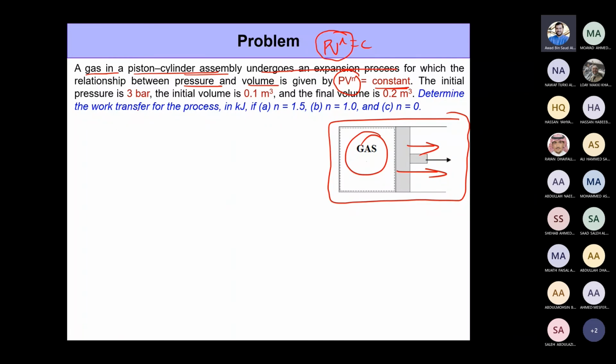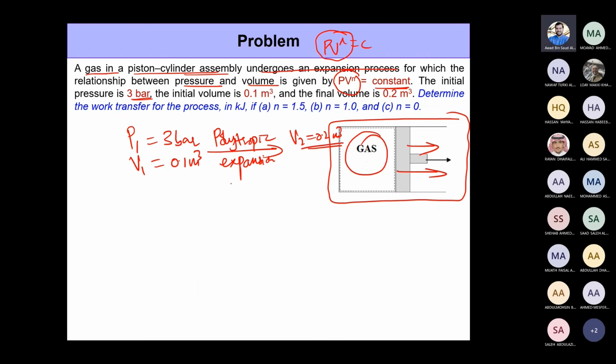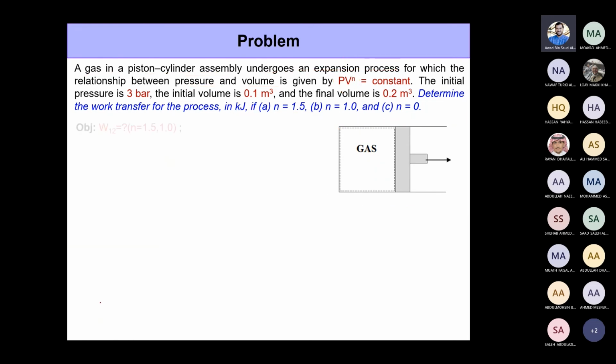Now the initial pressure is 3 bar, so P1 is 3 bar, and the initial volume is 0.1 meter cube. It undergoes a polytropic expansion process, and it expands in such a way that the final volume is 0.2 meter cube. Okay. Now for this, we need to determine the work transfer for the process in kilojoule, if n is 1.5, if n is 1, and if n is 0. For all three cases, we need to determine that. Okay, so that's the question.